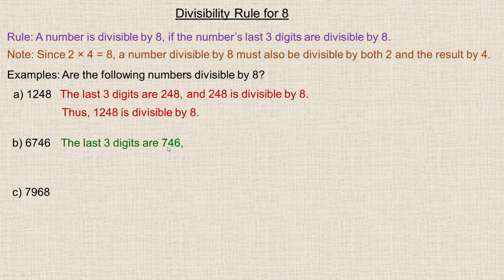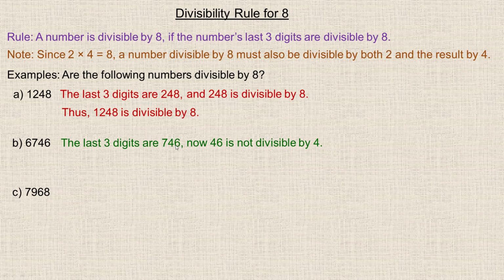Next, 6,746. The last 3 digits are the 746. I can't use the rule quite as easily as what I did here, because 8 doesn't go into 74 evenly. So if you start looking at the rules for 2 and 4, this certainly is an even number because it ends in a 6, so it's divisible by 2. But if you look at the divisibility rule for 4, there's a 46 at the end. Now, the 46 is not divisible by 4.